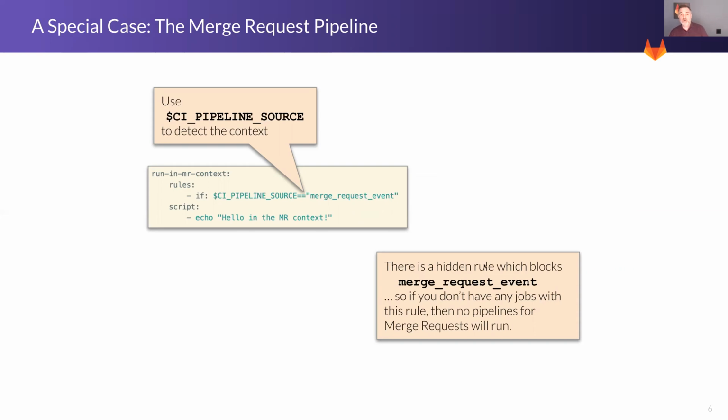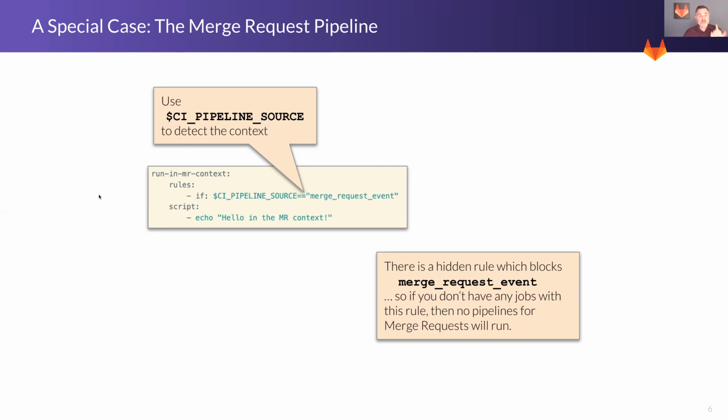Okay? Now, it's important to note that there's a kind of a hidden rule which blocks merge request event. So if you don't have any jobs with this rule in it, you might not get merge request pipelines. Okay, so there are a couple of ways you can actually force a merge request pipeline to happen, but this is the way to make sure that it happens.